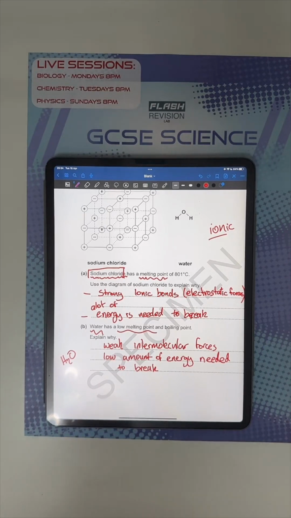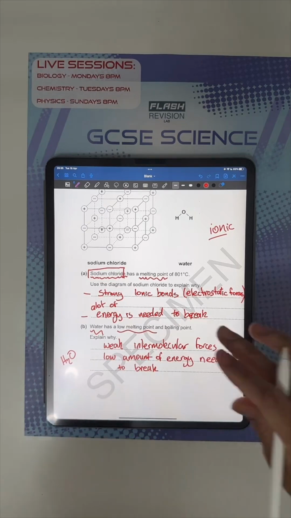How do we know the difference? So I just said it's basically, if it's graphite, diamond, silicon dioxide, or one of the fullerenes or nanotubes, it's giant covalent. If it's anything else, it's simple molecular. So I think JJ asked, how do we know the difference between simple molecular and giant covalent? How do you know the difference between intermolecular and electrostatic?